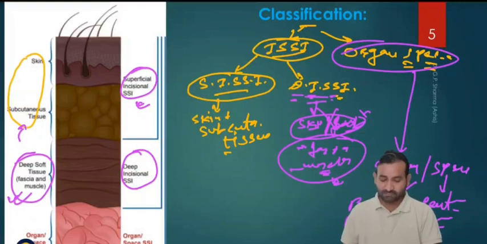So surgical site infections we divide into two categories, please remember. That is incisional surgical site infection, and another one is organ space infections, right?